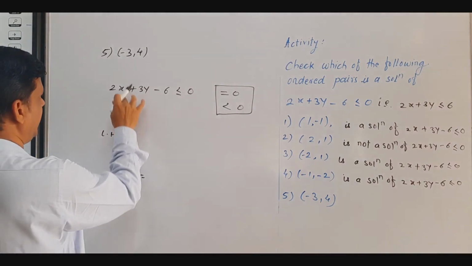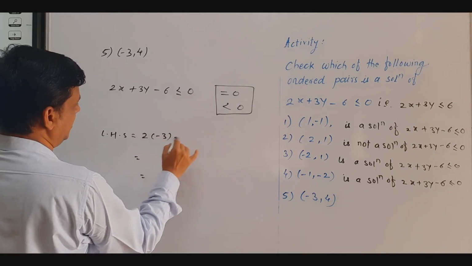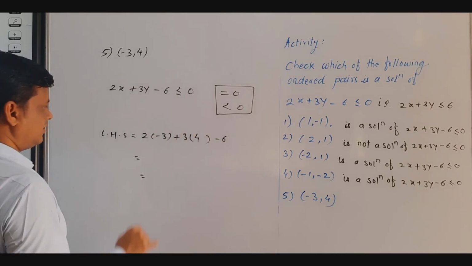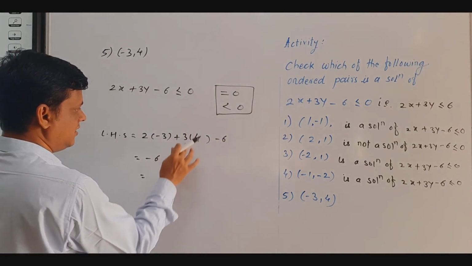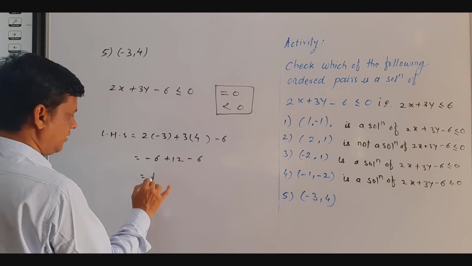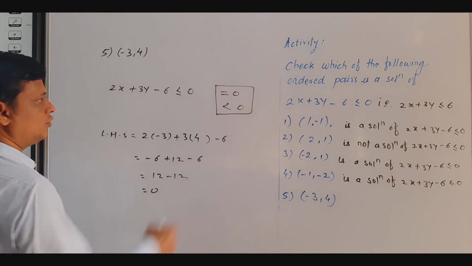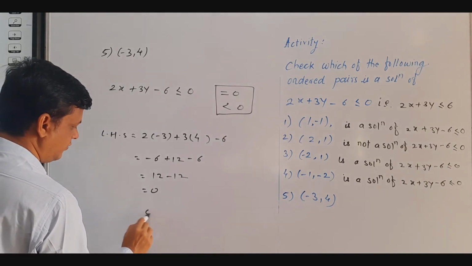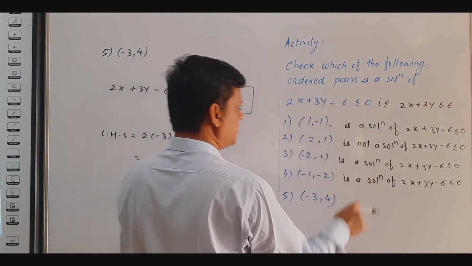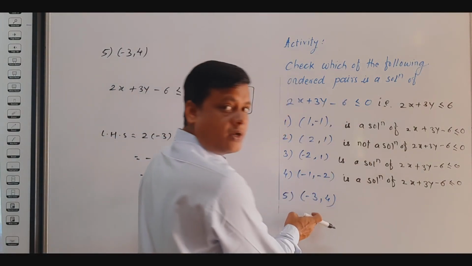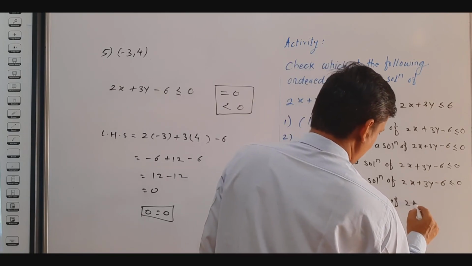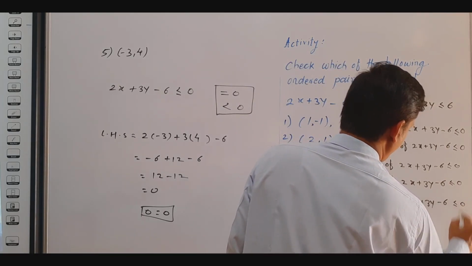Now we check the last ordered pair. So substitute x as -3 and y as 4, minus 6 as it is. So 2 into -3 we get -6, 3 into 4 we get 12, minus 6. So -6 minus 6 is -12. So 12 minus 12 is equal to 0. So this first condition is satisfied. We know that 0 equals 0, so the condition of this inequation is satisfied. So we say ordered pair (-3, 4) is a solution of 2x + 3y - 6 less than or equal to 0.